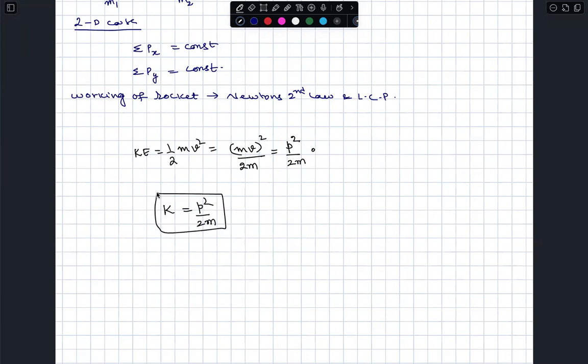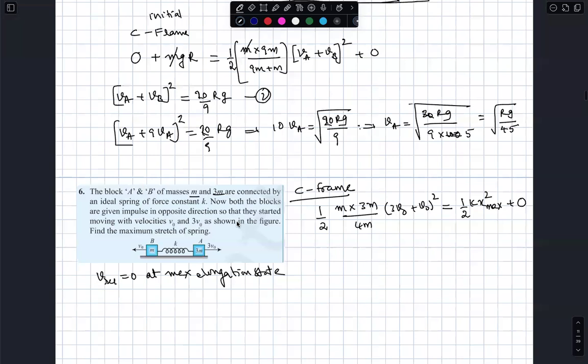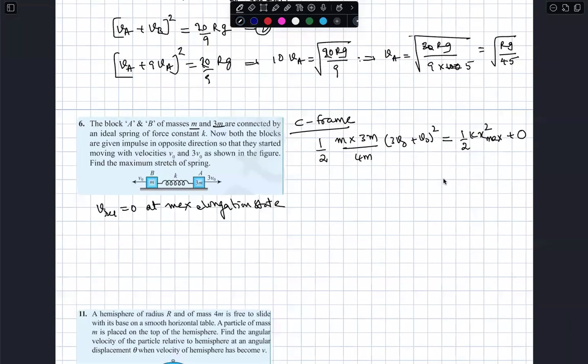Remember, in a situation like that, the initial momentum is non-zero. Since the initial momentum is non-zero, the final momentum is also non-zero, and finally there will be some kinetic energy, I mean, at the time of maximum elongation. But in the C frame of reference, our KE is a function of V relative square. I told you very clearly, at the maximum elongation stage, V relative is 0, meaning one block with respect to the other will be at rest. That's all. I have done the question.